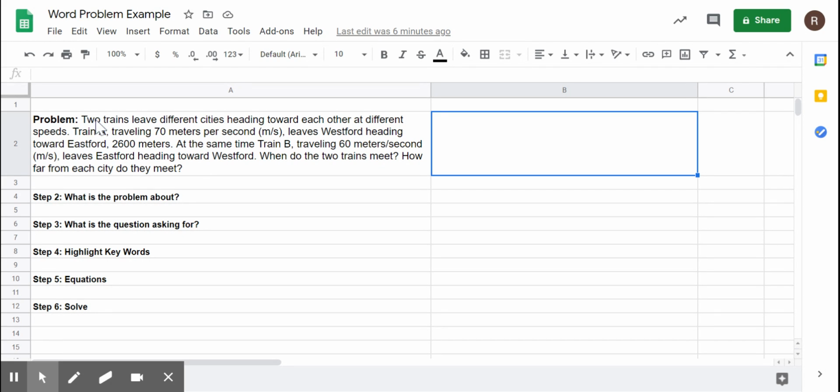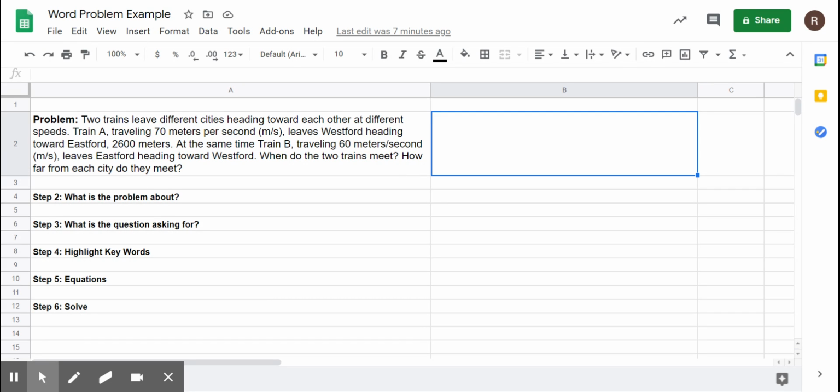Let's read through the problem very quickly just so we can understand. We have two trains and they leave different cities heading towards each other at different speeds. Train A, traveling at 70 meters per second, leaves Westford heading towards Eastford at 2,600 meters. Okay, so that's the distance between them. At the same time, train B, traveling 60 meters per second, leaves Eastford heading towards Westford. When do the two trains meet, and how far from each city do they meet?